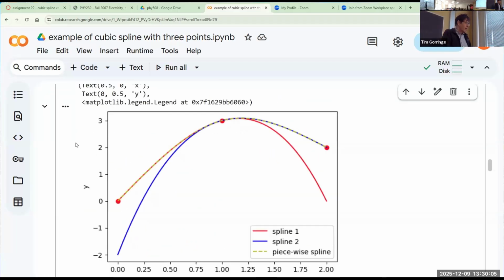Here's the result. In this case, the dashed yellow line is the spline from that function call, and I'm just overlaying the results S1 and S2 I got from our hand calculation, just to verify that our hand calculation lines up with the function call from cubic spline. But all that seems to work.